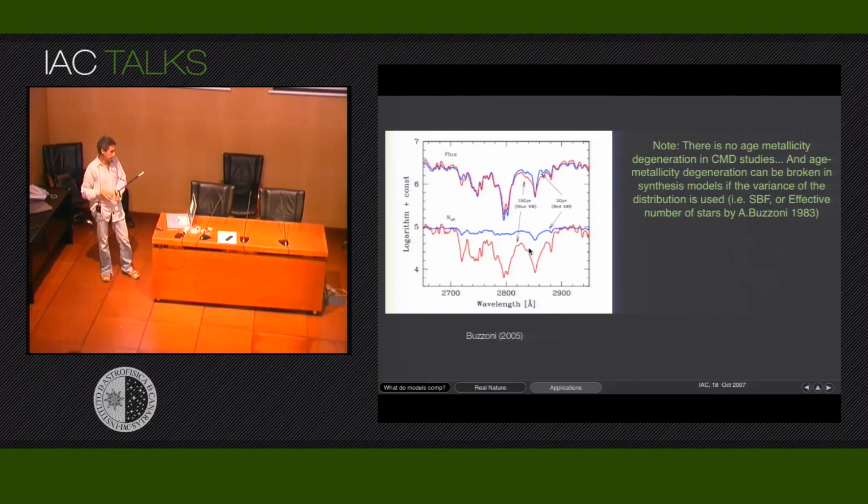Actually, Tonry and Schneider in 1984 proposed it, but the way they proposed it, they were not thinking about synthesis models in a probabilistic way. They would say, okay, this fluctuation is due to Poissonian statistics in the number of stars. So it's different, but the idea that it can break the age-metallicity degeneracy and why remains the same.